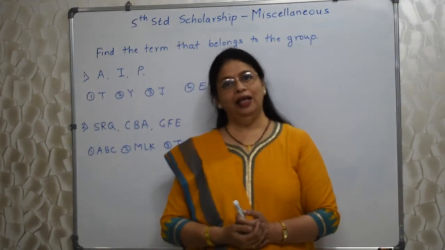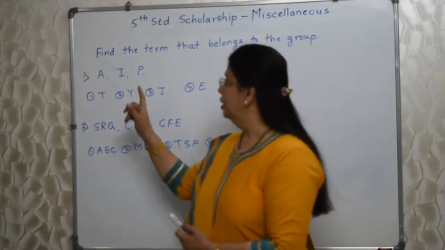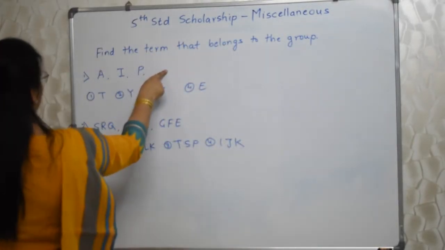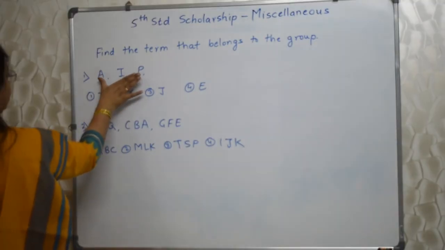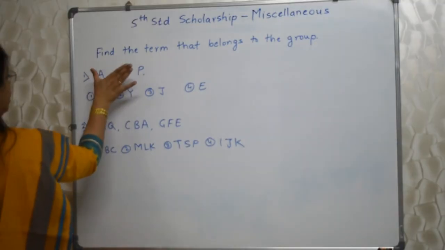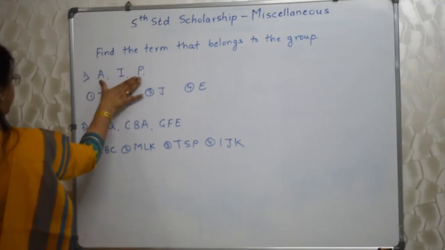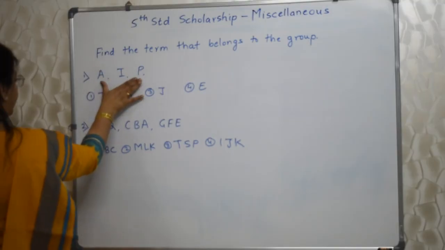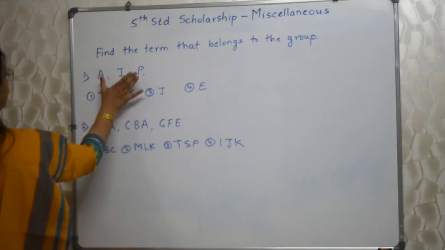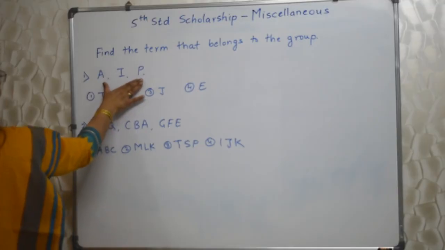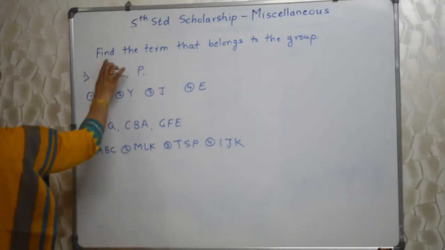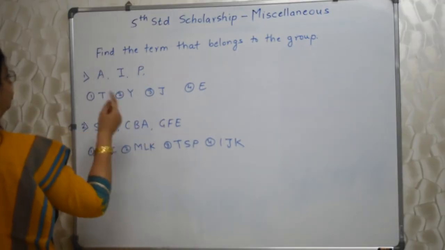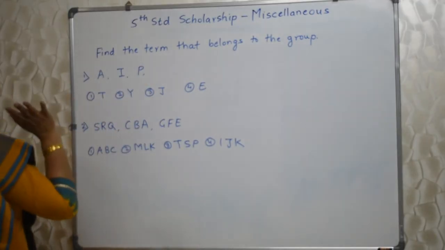Students, I have written the next 2 sums on the board. See this, find the term that belongs to the group. They have given some group. So you must find out the speciality, peculiarity or the quality or whatever you can say of this group given. They must be of some same group. What is that group? To identify that is the main thing.